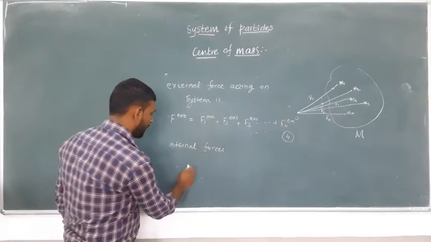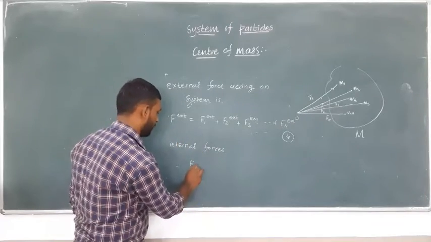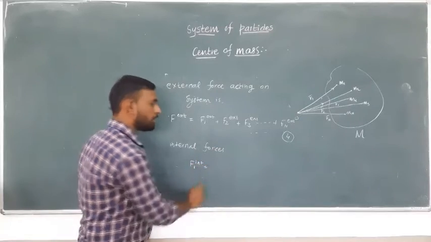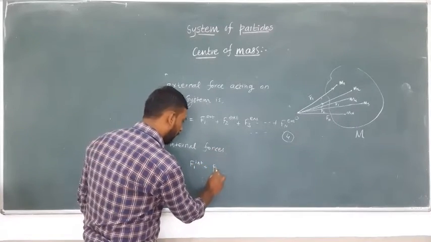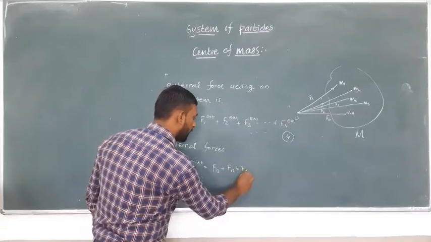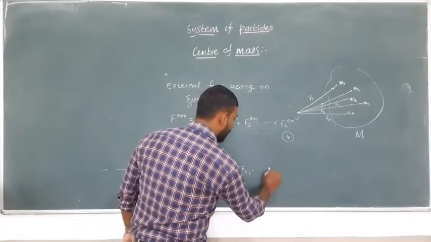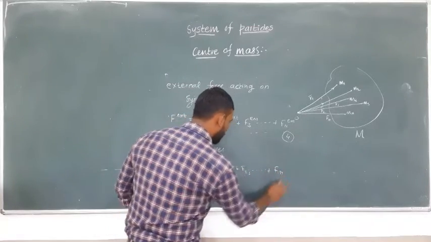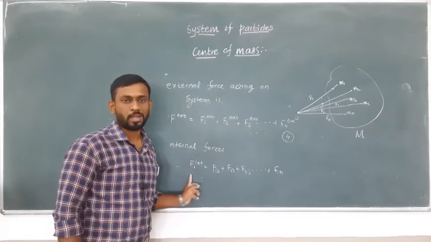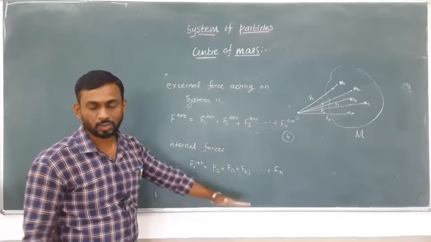Suppose, let's say, I want to find the internal forces acting on the first particle, mass M1. It consists of F12 plus F13 plus F14, plus up to F1n. So this is the internal force acting on the first particle. Similarly for the second particle, third particle, and so on.